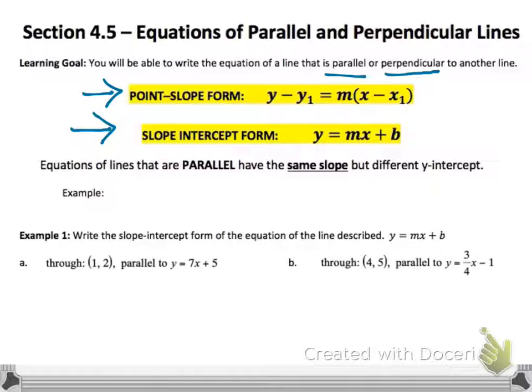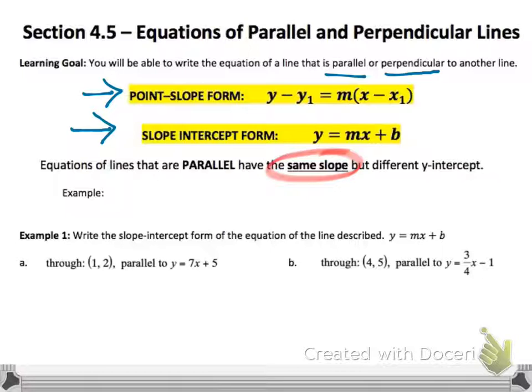Equations of lines that are parallel have the same slope. That's what we mean when we say slant. We mean same slope, right? But they have different y-intercepts. If they had the same slope and the same y-intercept, they would cross at exactly the same spot and have the same slant. They would be the same line.